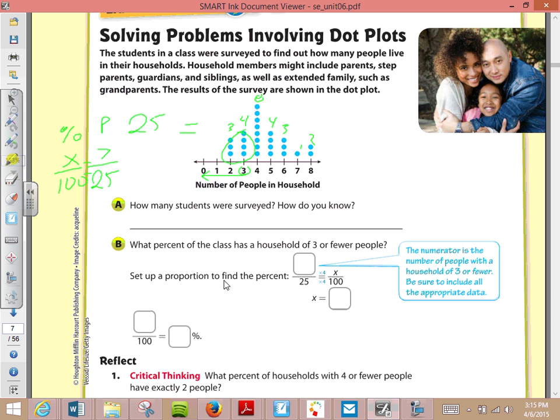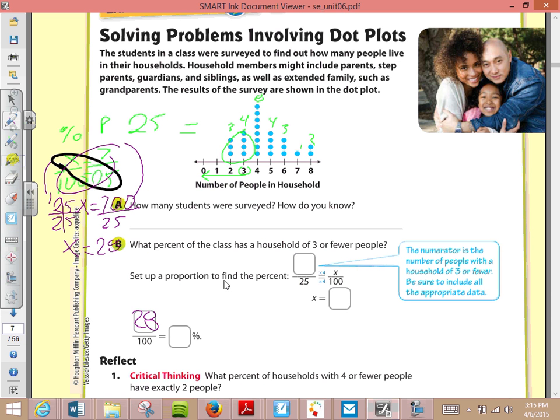All right, so if we set up our P over W correctly, we end up with 25x equals 700, right? You divide by 25, x equals 28. So 28 out of 100, which equals 28%. You will not be able to get a percentage unless you do a proportion. So please make sure that you do a proportion. Otherwise, you're not going to get it.